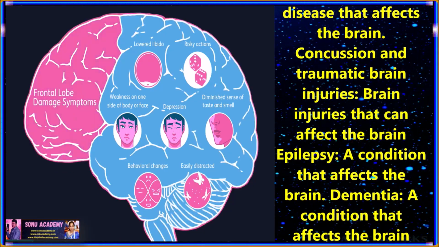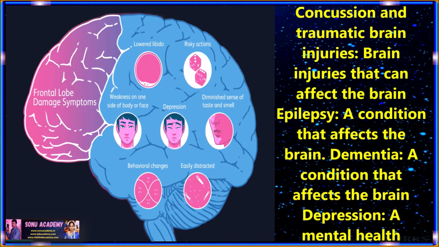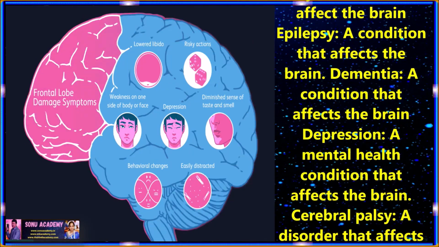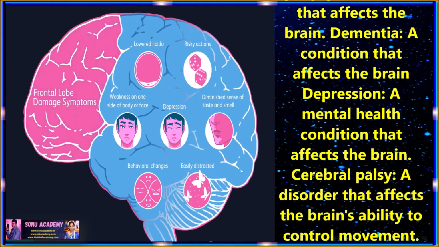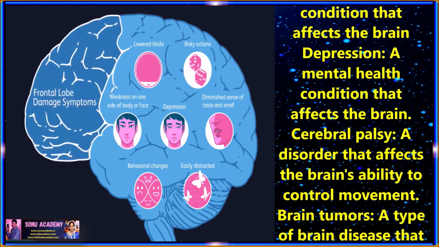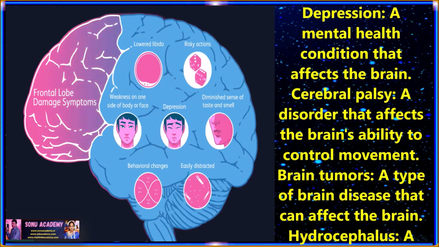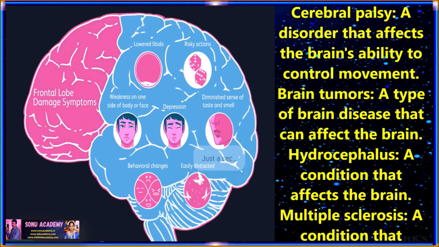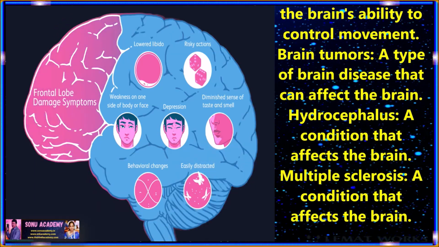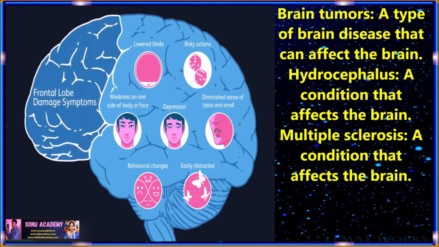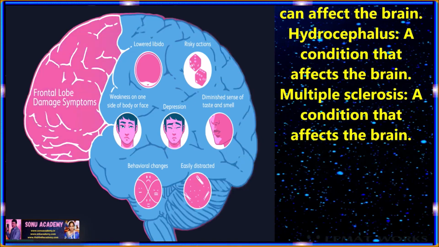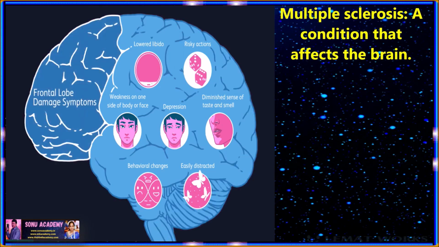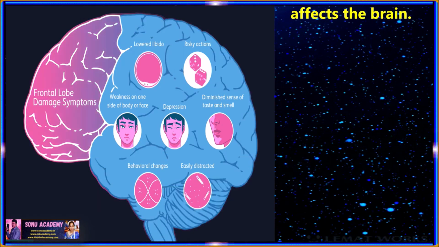Epilepsy, a condition that affects the brain. Next is dementia. Dementia is a disorder that affects the brain. And depression, a mental health condition, also affects the brain. Then cerebral palsy, a disorder that affects the brain's ability to control movements. And brain tumors, a type of brain disease. And hydrocephalus, a condition that affects the brain. Then multiple sclerosis, a condition that affects the brain. These are examples of cerebrum disorders.